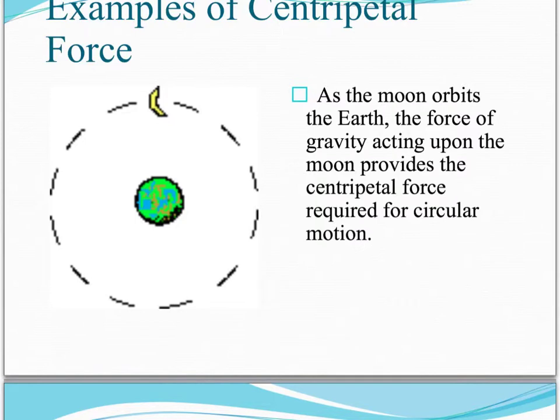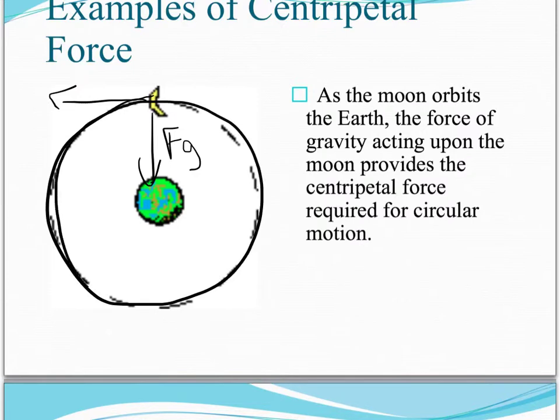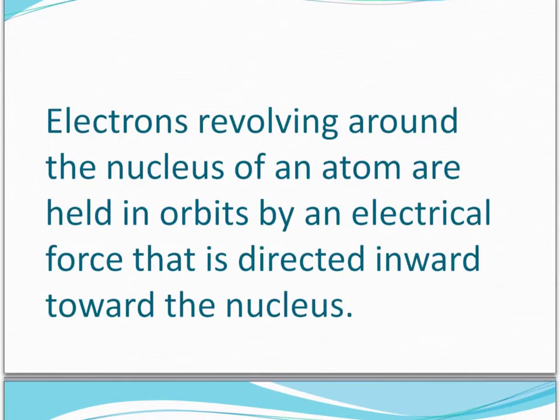As the moon orbits the Earth, the force of gravity acting upon the moon provides the centripetal force, because we have the force of gravity pulling down. The moon wants to go in a straight line path this way, but the force of gravity going down makes it go in the circle around and around, so that it's accelerating around.